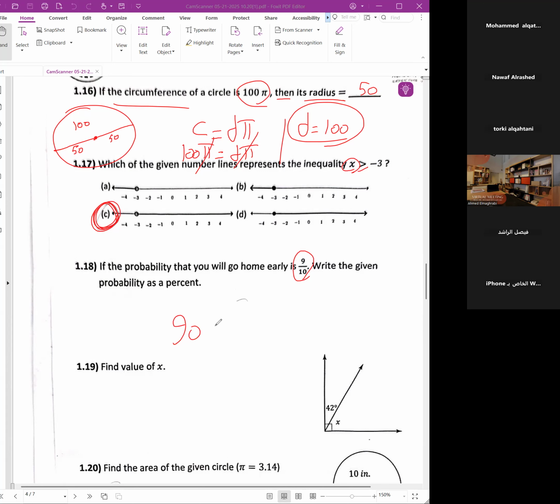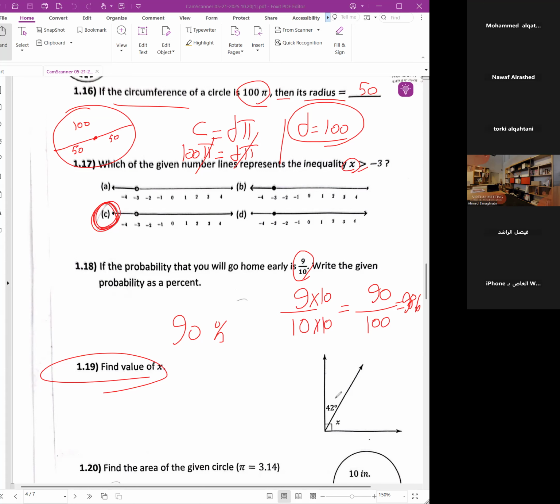So it will be 90%. How, Mr.? 9 over 10. If you want to make it a percent, I need to get 100 in the denominator. So I should multiply by 10 here, and the same in the numerator. So that means it will be 90 over 100, which is 90%. The next question, quick.